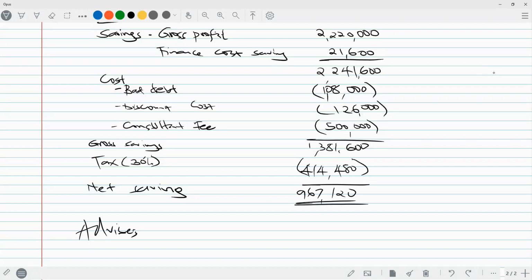So we get, is it 967? Is it 967,120? Okay, not 971. So 967,120 is the company's annual net saving. Now, should the company implement the policy? Of course, the company should implement the proposed changes towards the management of its accounts receivable. Why? Because it yields an annual net saving of 967.